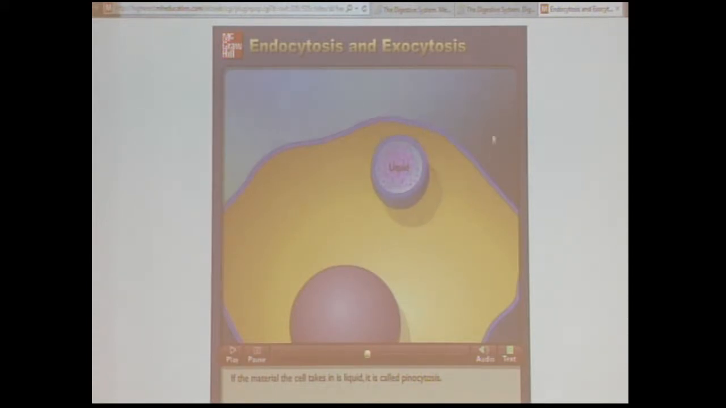Pinocytosis. So you see I just brought in some of the liquid from outside. So they call it cell drinking. It's another word for pinocytosis.